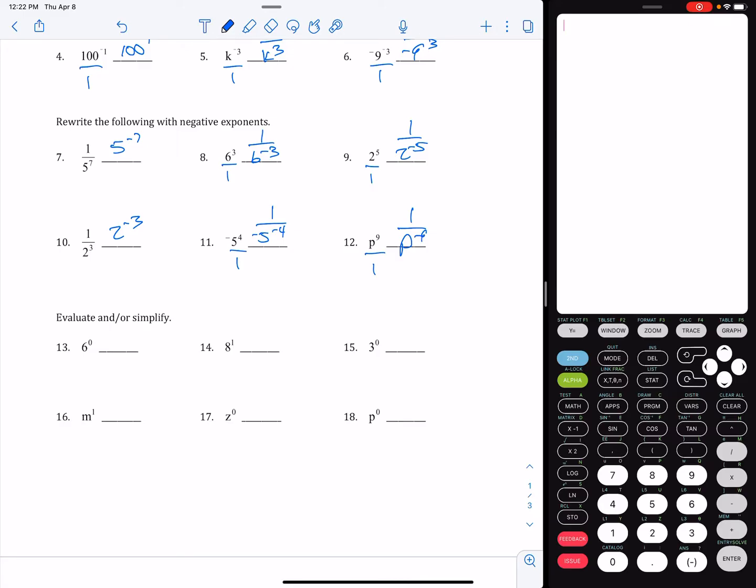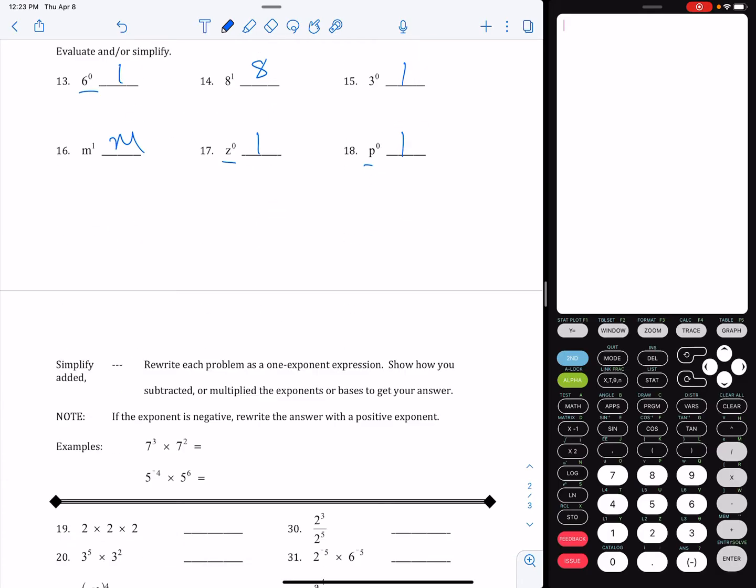Now, 13 through 18, I want you to evaluate each of these. In other words, come up with an answer. In all of these, we're looking for an exponent of 0 and an exponent of 1. We know that anytime it has an exponent of 0, your answer is 1, no matter what it is. So 13 is 1, 15 is 1, 17 is 1, 18 is 1. No matter what is in that z or what is in that p, if it's to the 0th, your answer is going to be 1. Now, if you have an exponent of 1, you just get back whatever the base was.